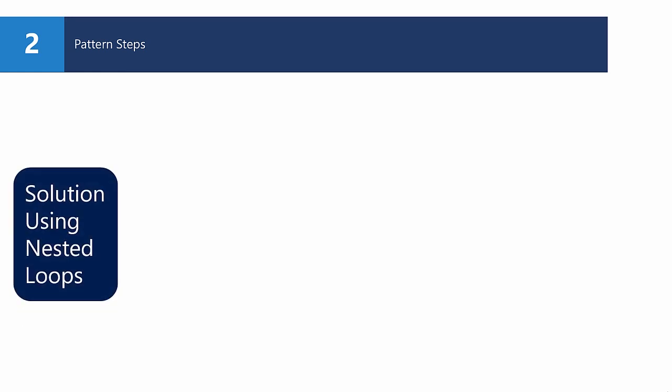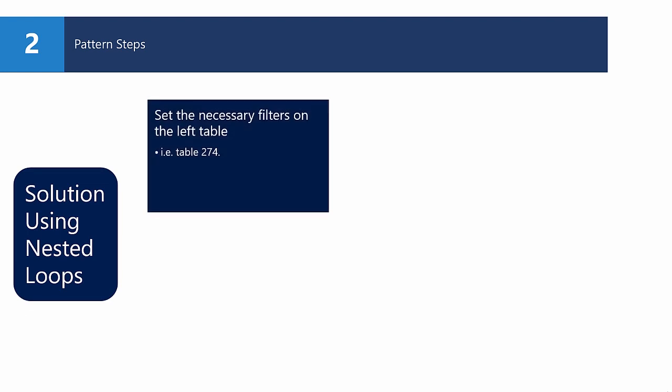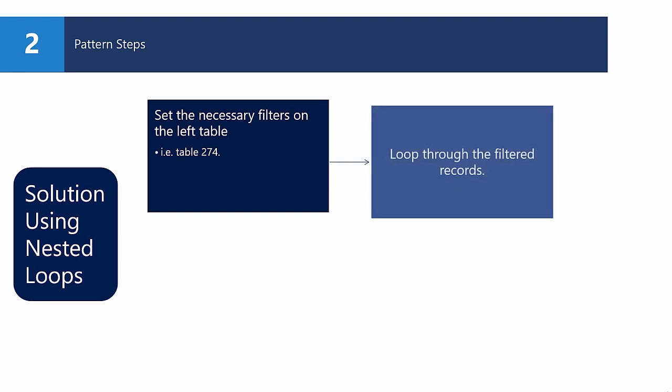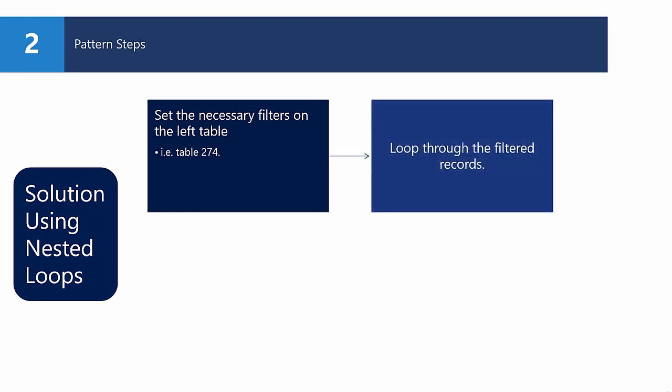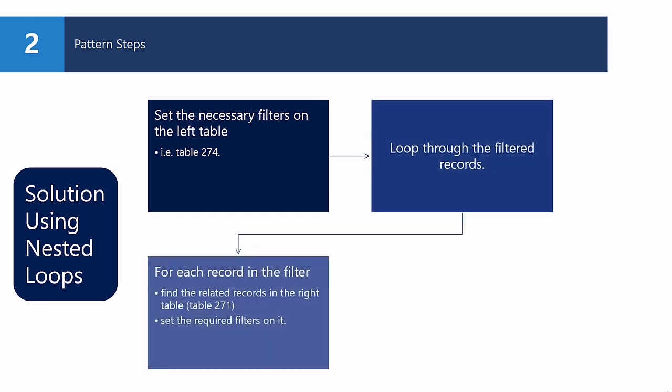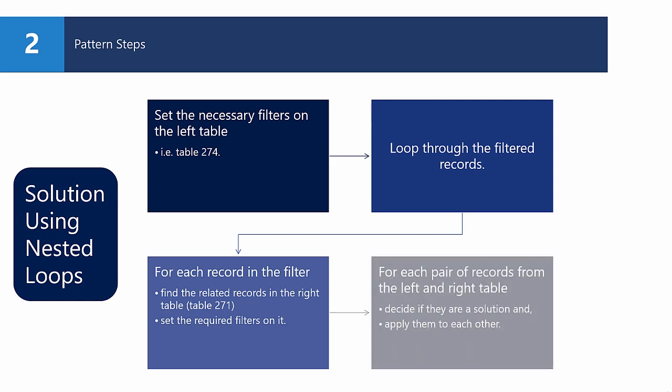If you have a look at the solution using nested loops, then what we need to do is apply the required filters on the left table. Then we need to loop through the filtered records, the results. And for each record in the filter, you need to find the connected or the related records in the right table, apply the required filters on that table, and then for each pair of records from the left and the right table, decide if they are a part of the solution and then apply them to each other.